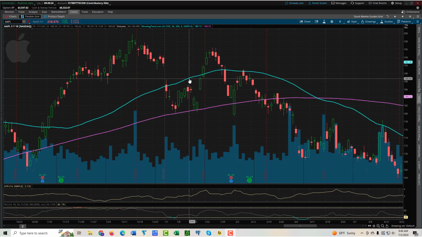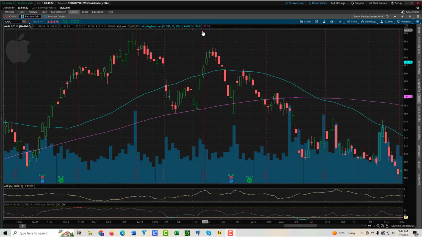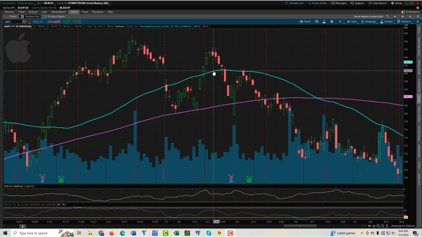First of all, this blue line is a 50-period moving average, and if you look up here, there's a blue number showing 189.56, and as I mouse over different price bars, that number changes. That number is associated with this blue line at any given point on the chart, and it represents the average of the last 50 days of price activity for, in this case, Apple. So basically it's just an average of the last 50 days.